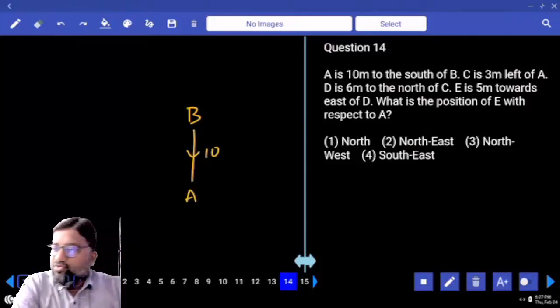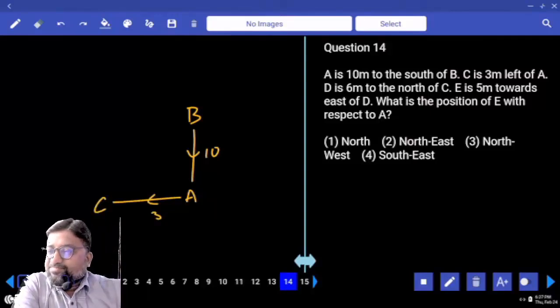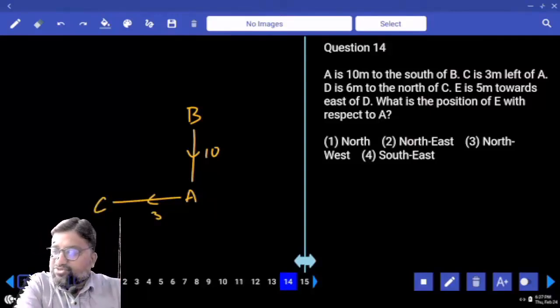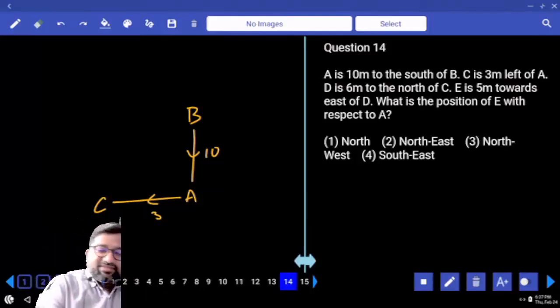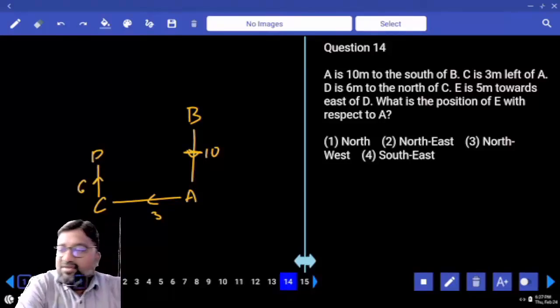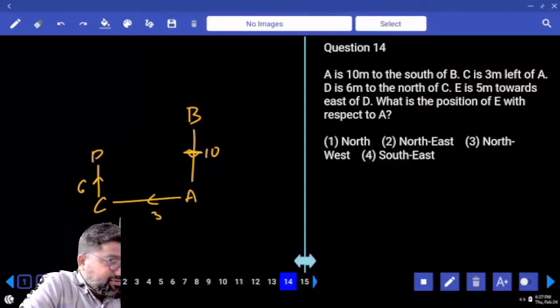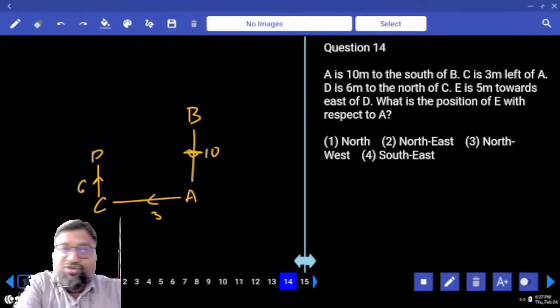A is 10 meters to the south of B. C is 3 meters to the left of A. How many meters? 3 meters. This is C. Next, D is 6 meters to the north of C. 6 meters, I'll stop somewhere in the middle. Yes or no? Because on the other side, you have 10 meters. Okay. E is what? E is 5 meters to the east of D.